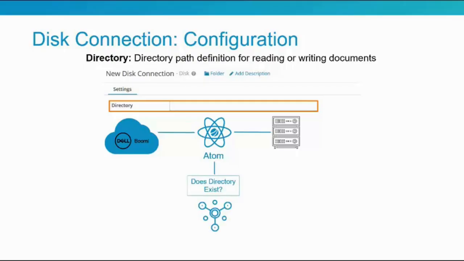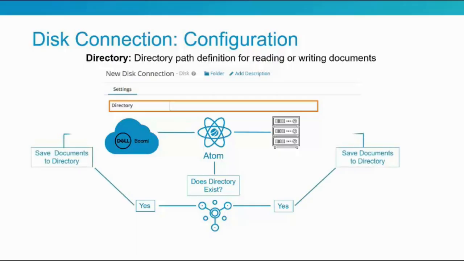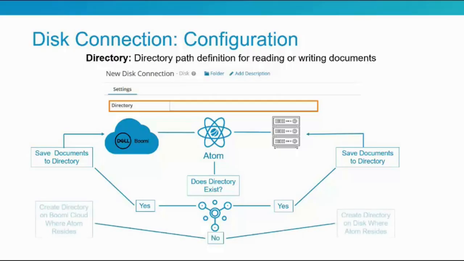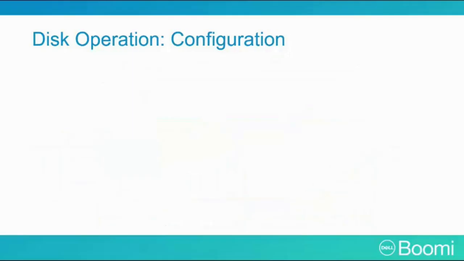When you execute your process, the disk connector shape figures out whether the directory you noted in the directory field exists. If it does exist, it saves the documents to that directory. However, if it does not exist, it creates it where the atom resides, either cloud or disk, and then it saves the documents to the newly created directory where the atom resides.